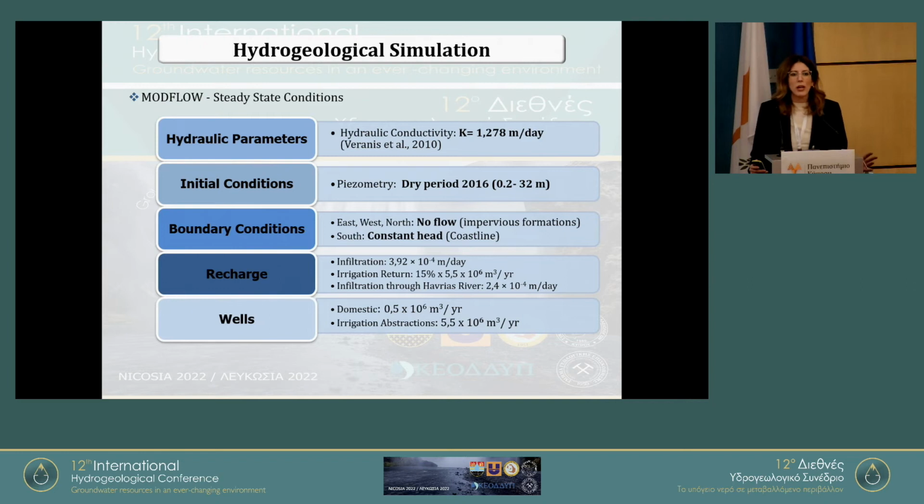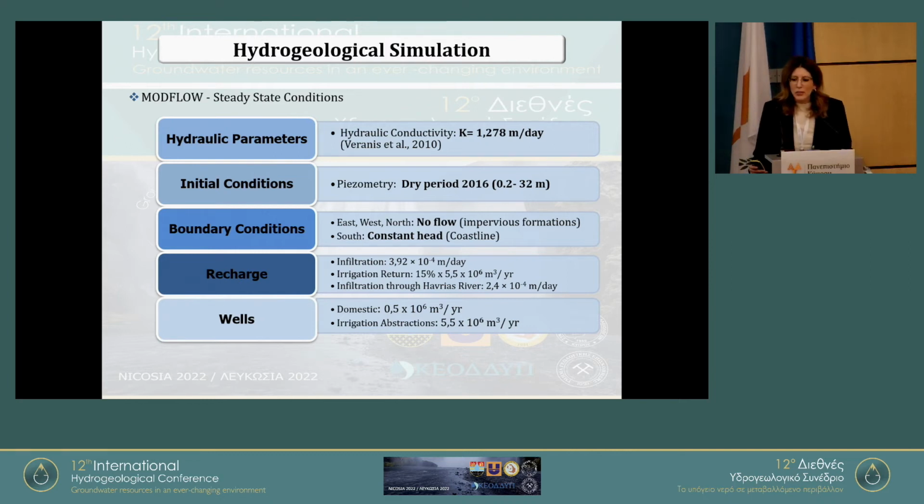Moving on to the second part of the methodology, namely the hydrogeological simulation. The first step of the simulation is to schematize the aquifer using a conceptual model. The piezometry of the dry period of 2016 was used as the initial condition, and the boundary conditions were defined from the lithological profiles and the available geological data. The groundwater abstractions are equal to 6 million cubic meters per year.